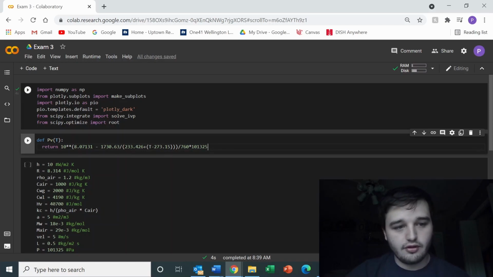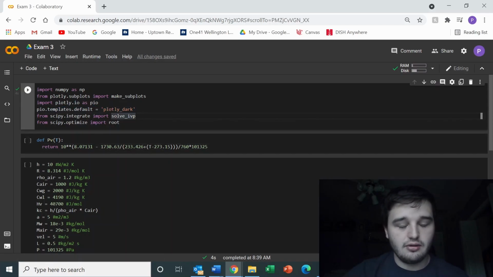So starting off with import numpy as np, that's just getting numerical Python so we can use it for packages. And then we're going to be making subplots. So from plotly.subplots, we're going to import make_subplots because we're going to end up graphing these. And then these next two lines basically just change the background to dark on the plots that we're making because I think they look better.